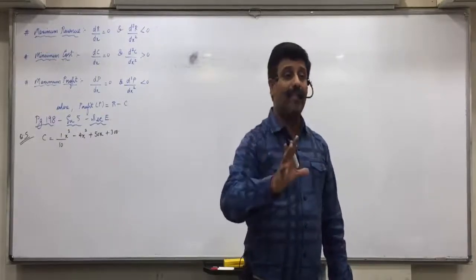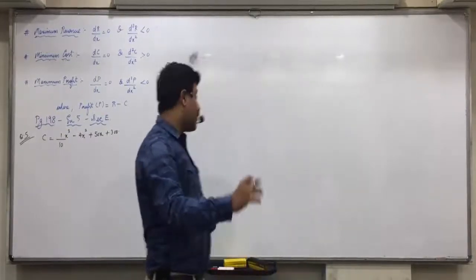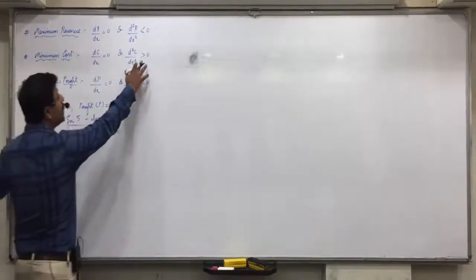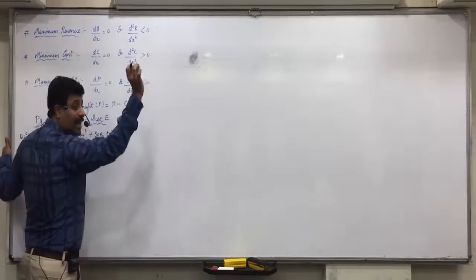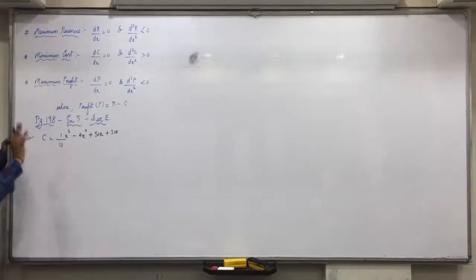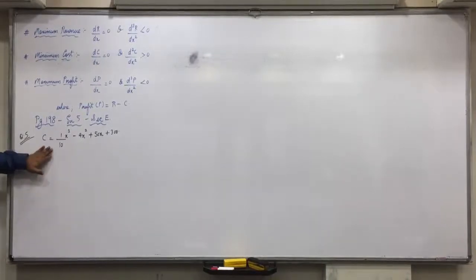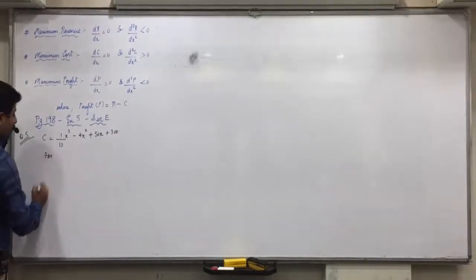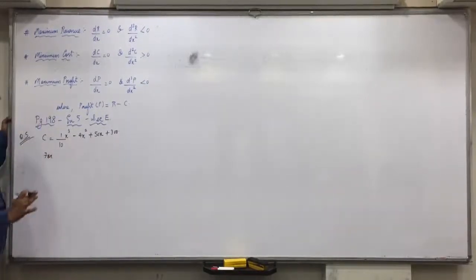So you have to find out at which value of x this function comes d square C upon dx square greater than 0. Only that x production is our answer. Minimum cost is not asked. Final substitution in this function is not to be done. Understood this? First step is the same.